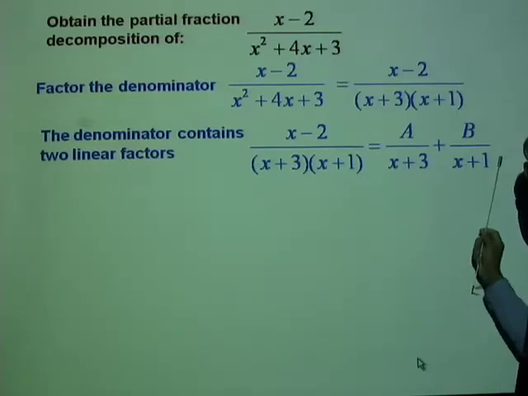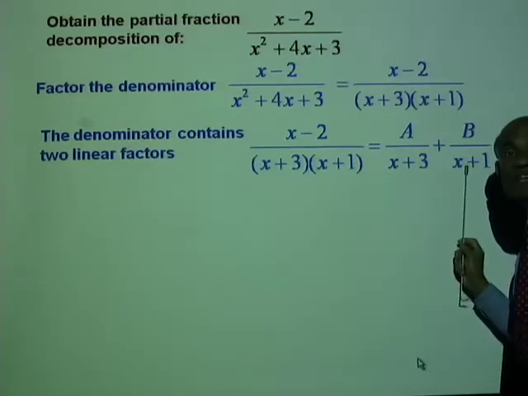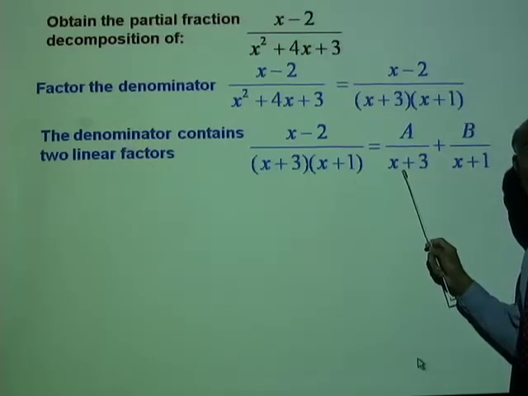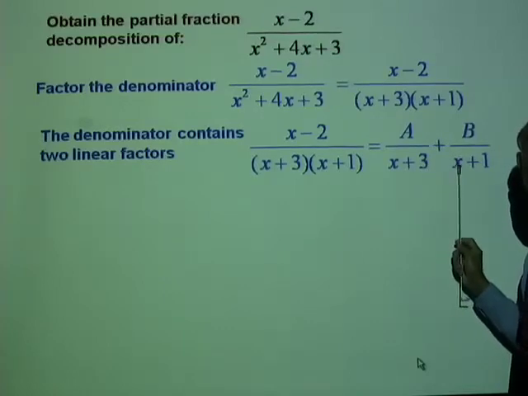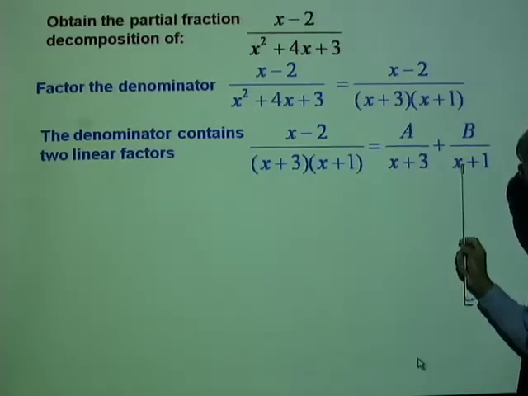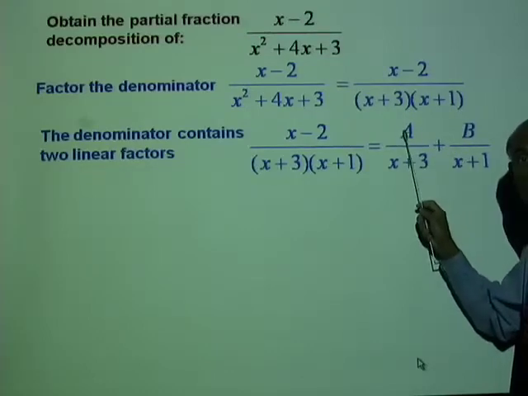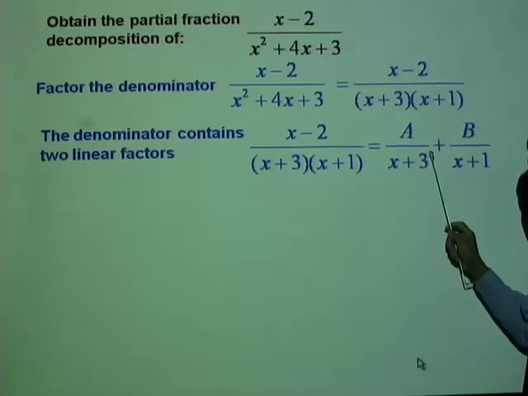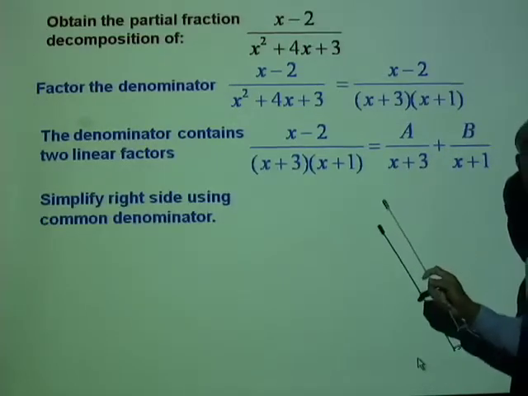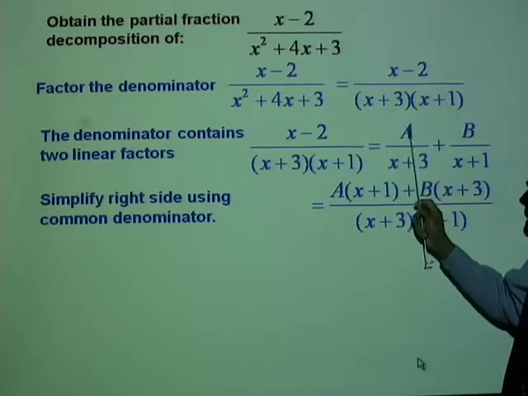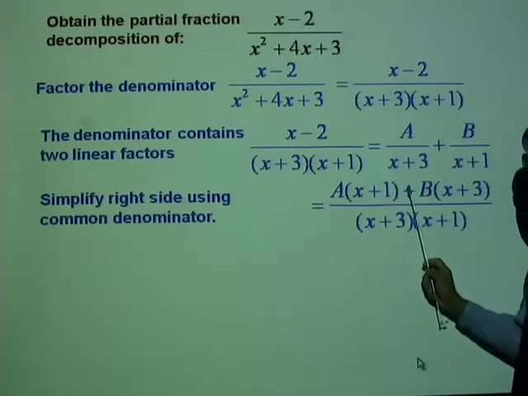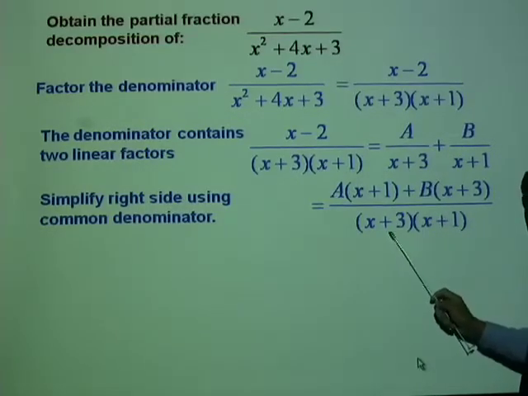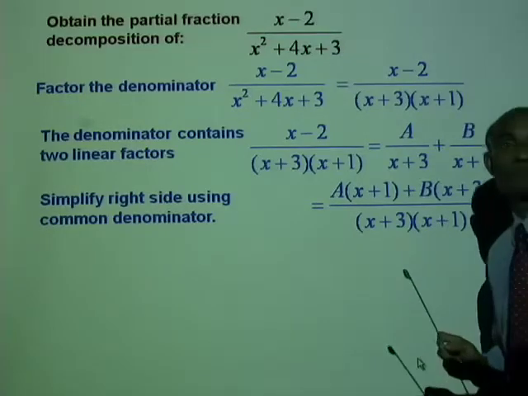Now, can you simplify the right-hand side by taking the common denominator? What's the common denominator there? The common denominator is x plus 3 times x plus 1. When you take this as the common denominator, a will get multiplied by x plus 1 and b will get multiplied by x plus 3. Alright, let's do that. That will be a times x plus 1 plus b times x plus 3, all over x plus 3 times x plus 1.